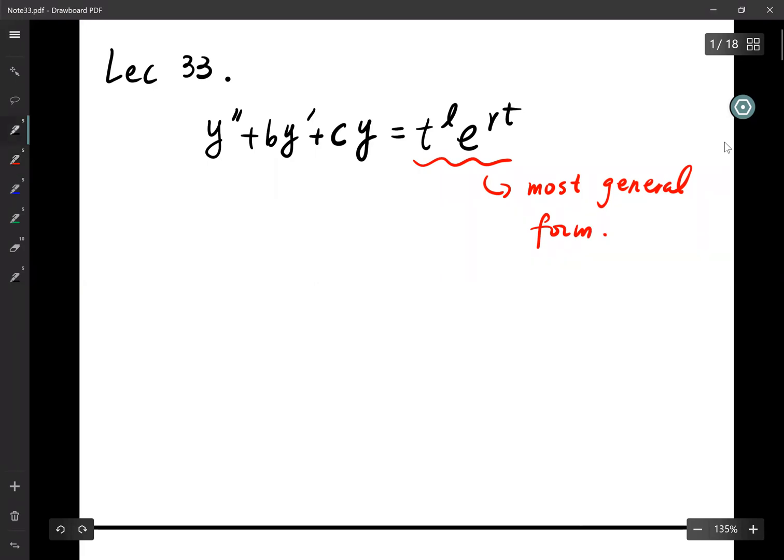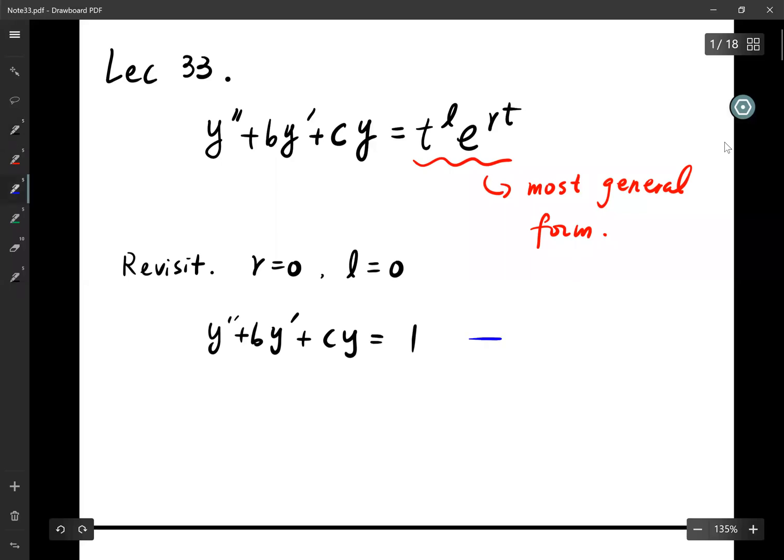So let's just revisit a particularly simple case, where R is 0, so there's no exponential, it's just a polynomial. And L is, let's say, 0 as well. So this is really simple. That is, y'' plus by' plus cy equals 1. What this really means is exponential RT with R equal to 0.